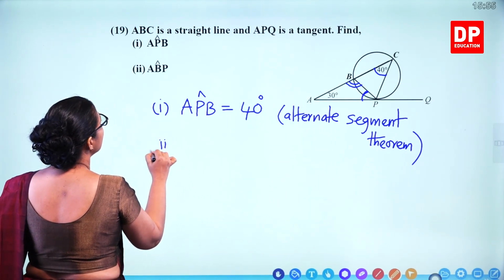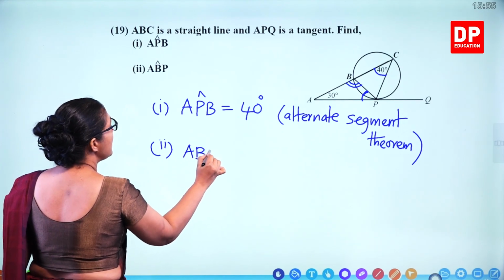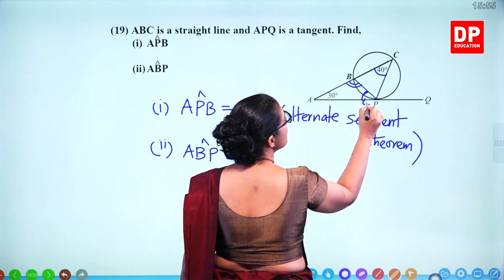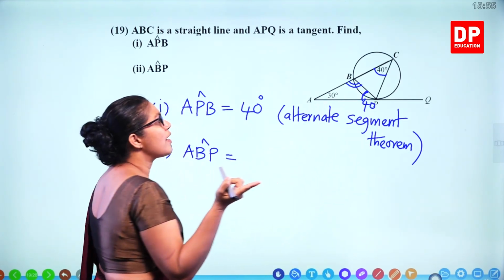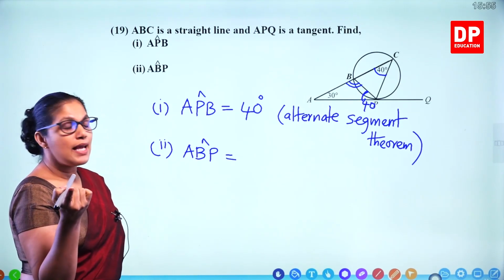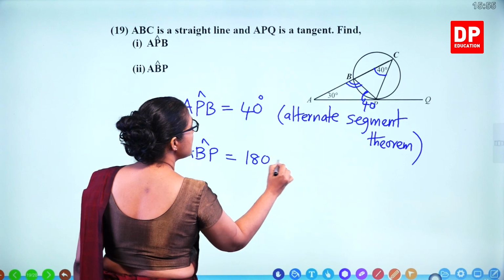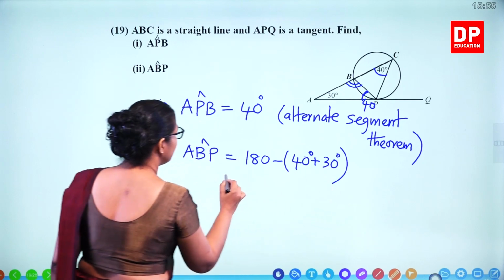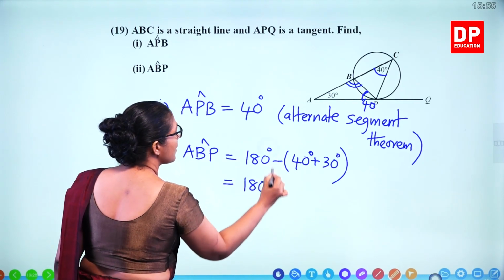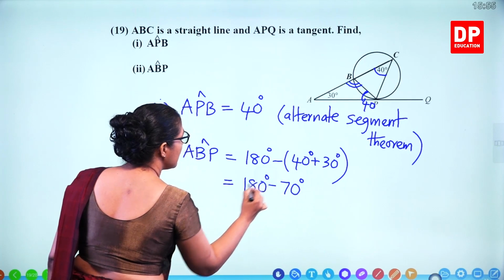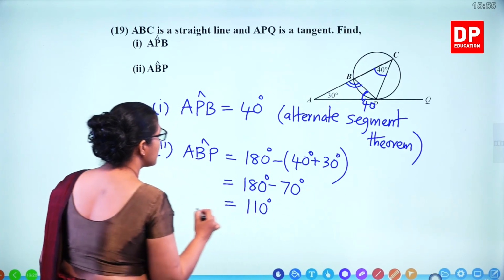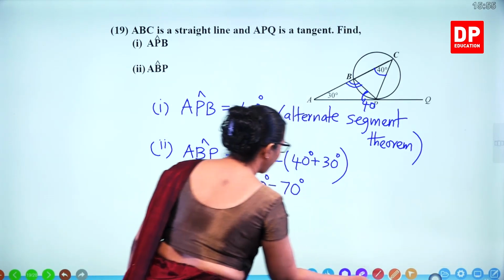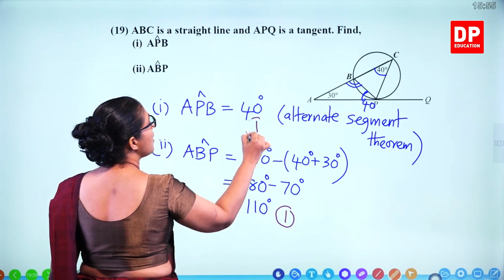Then the second one, ABP. So we found this is 40. This is 40, this is 30. You can find ABP using 180 minus the sum of these, 40 and 30. So 180 minus 70, you get 110 degrees. So 2 marks. 1 mark here and 1 mark for this step.